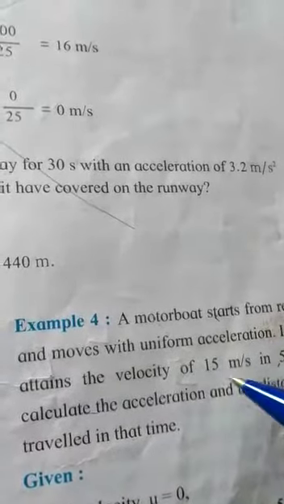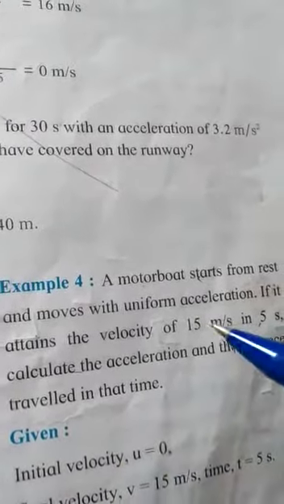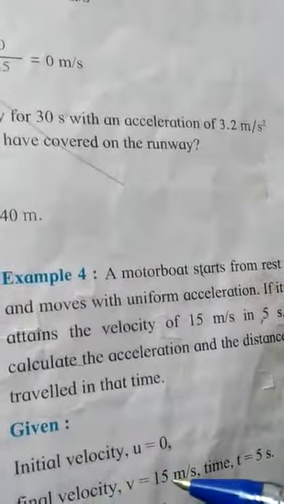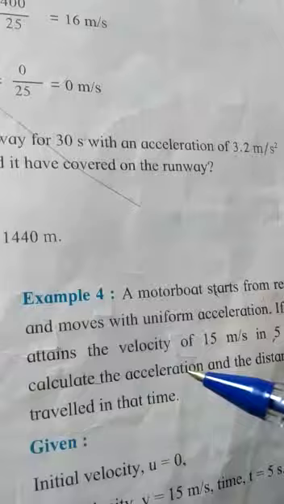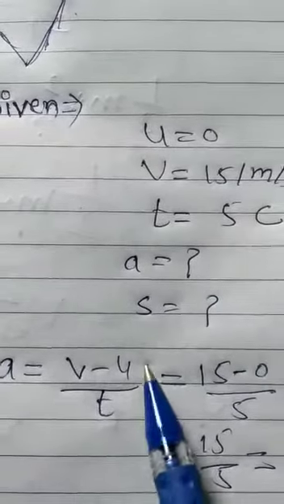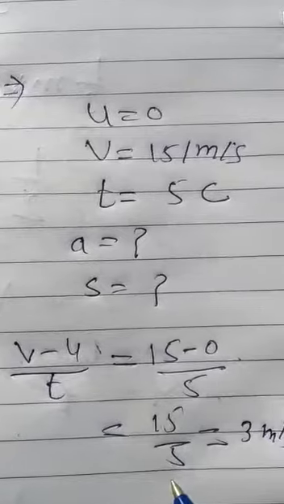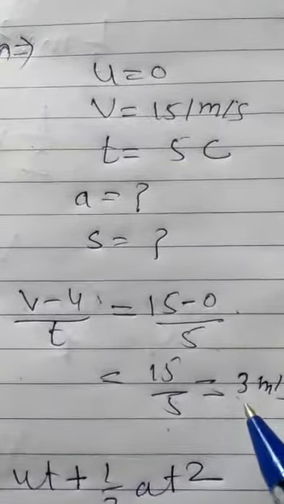Students, listen carefully now in this example. What is given and what will we find? Initial velocity u equals 0 because the motorboat starts from rest. Final velocity v is given as 15 meters per second and time t is 5 seconds. Now find the acceleration and the distance s. We know the formula for acceleration: change in velocity, that is v minus u, upon t. Put your values: v is 15, u is 0, t is 5. After calculating we get 15 by 5, which is 3 meters per second squared. The acceleration a equals 3 meters per second squared.